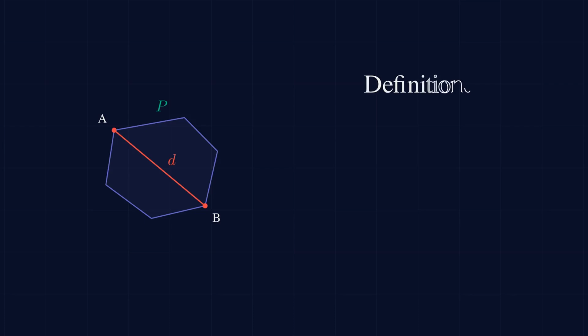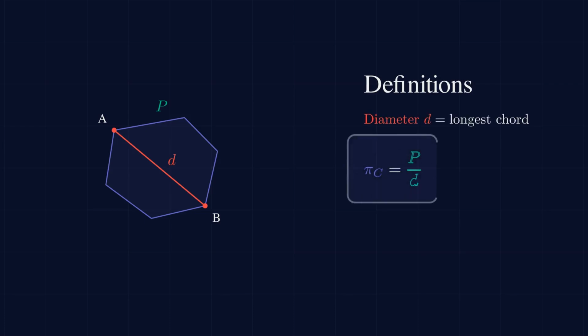Let's make this precise. Take any convex shape. Its diameter is the length of the longest chord you can draw inside it. Now define pi for that shape as the ratio of perimeter to diameter. For a circle, this is just the familiar pi, but for other shapes we get different numbers.